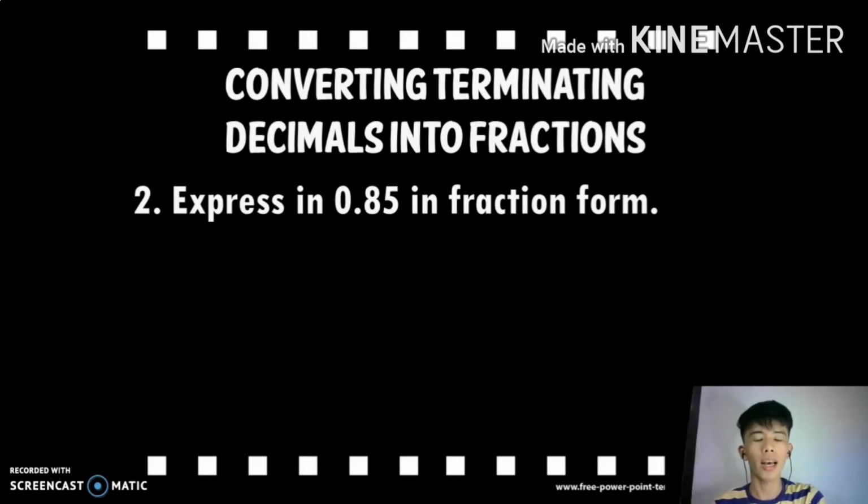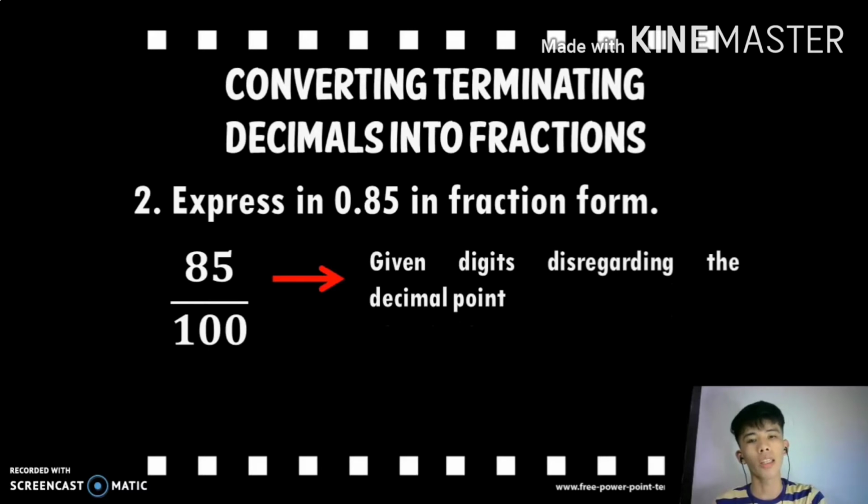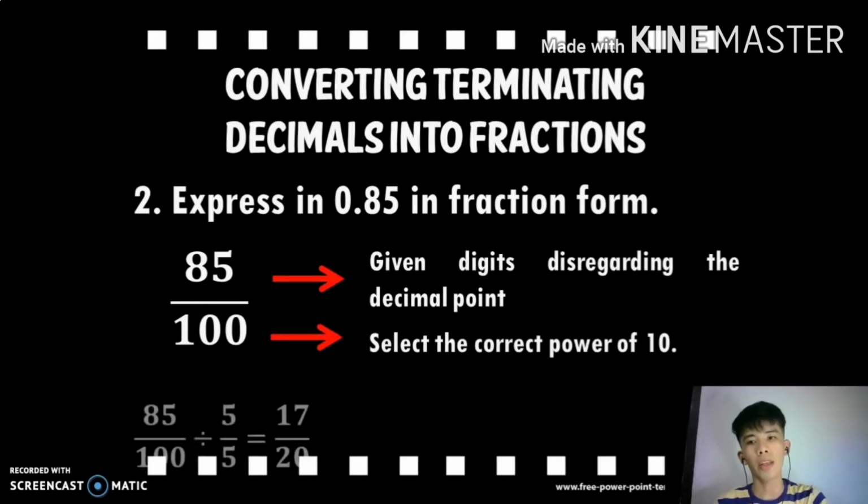So, ang nauulit, ang ating given digits ay 85. Disregard natin ang decimal points. So, that is 85. Ilan yung number natin? 2. So, therefore, ang 0 natin dapat ay 2. Kaya, meron tayong 85/100. So, ang power of 10 na ginamit natin is 100. So, given the digits, then, select the correct power of 10.